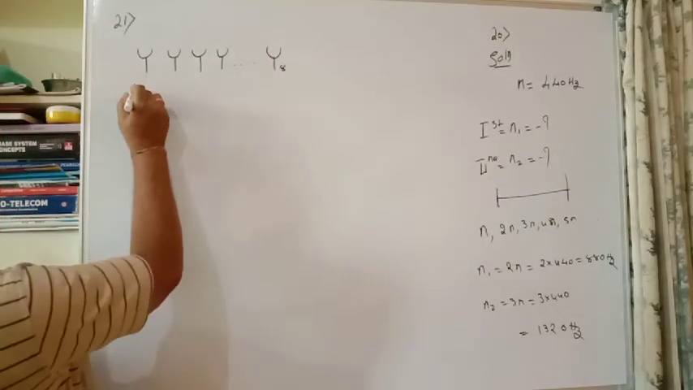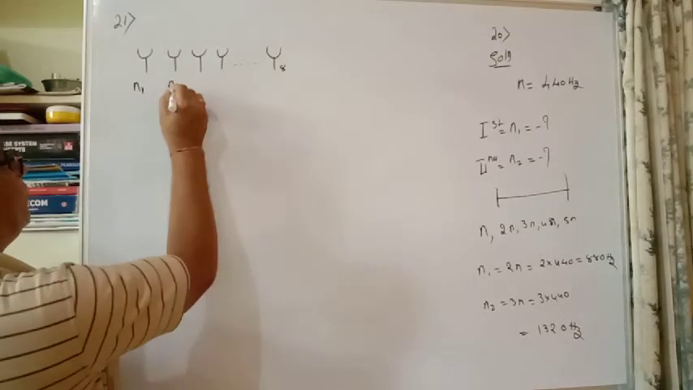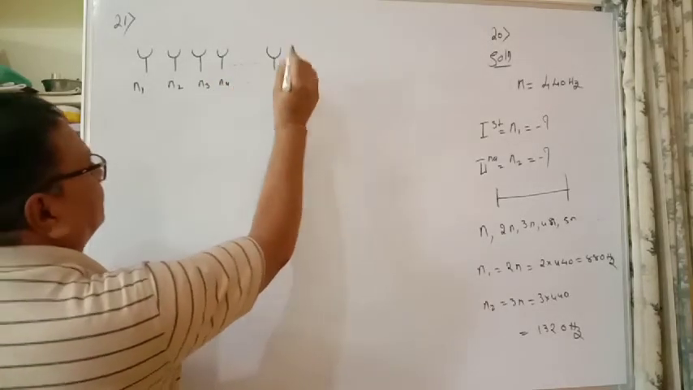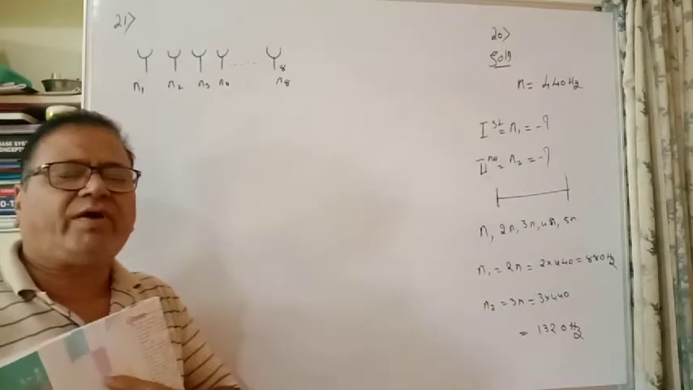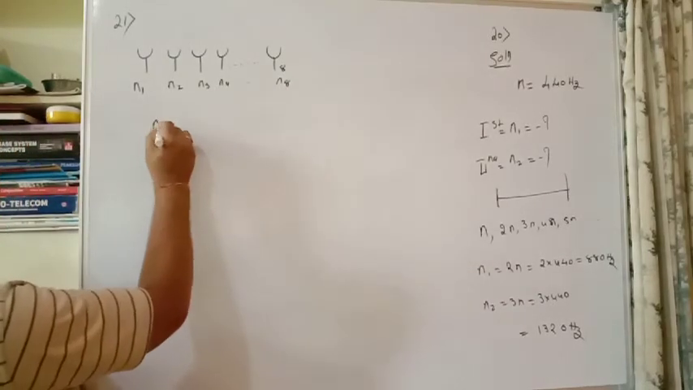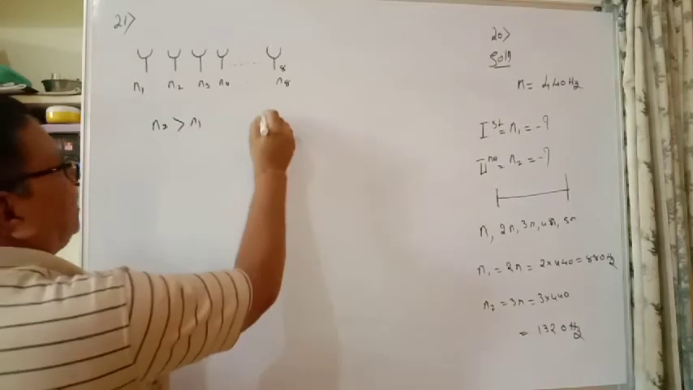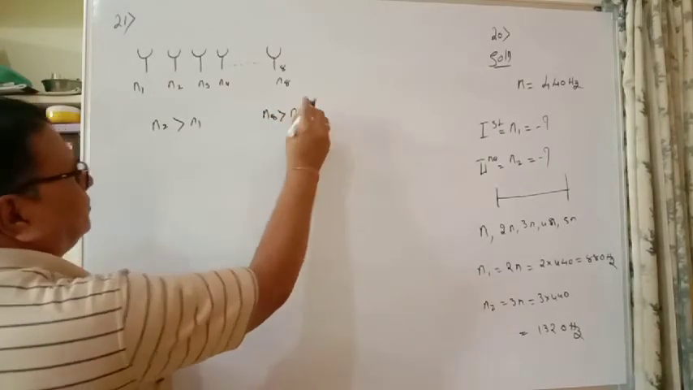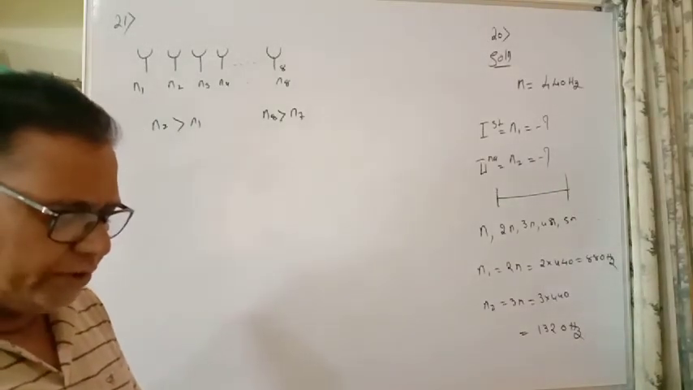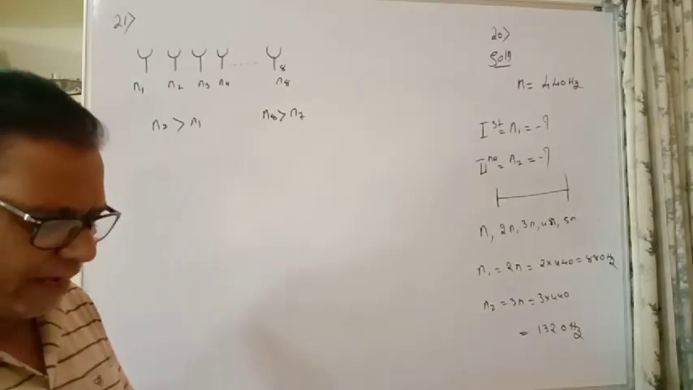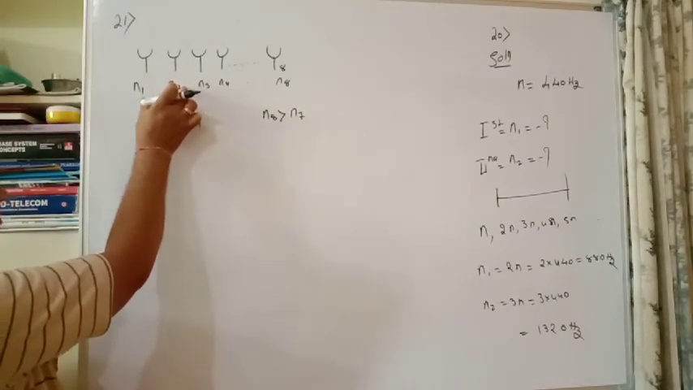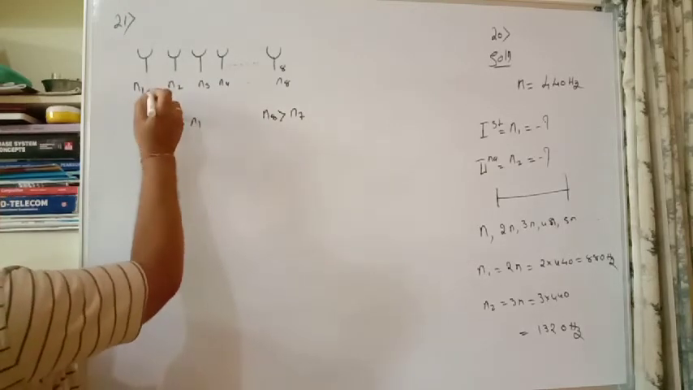If n1 is the frequency of the first tuning fork, n2 the frequency of the second tuning fork, n3 third, n4 fourth, up to n8, the frequencies of the 8 tuning forks. They are arranged in increasing order, that means n2 is greater than n1, or n8 is greater than n7. Each fork gives 4 beats per second with the next one. That means when n1 and n2 are vibrated simultaneously, 4 beats are produced.